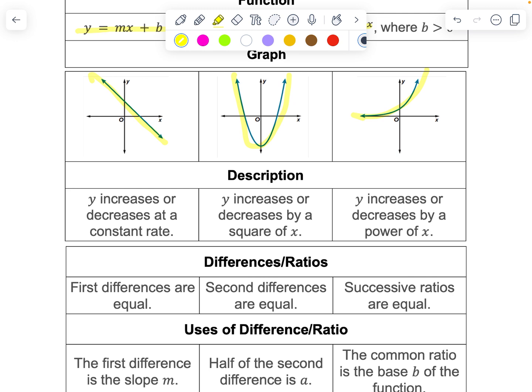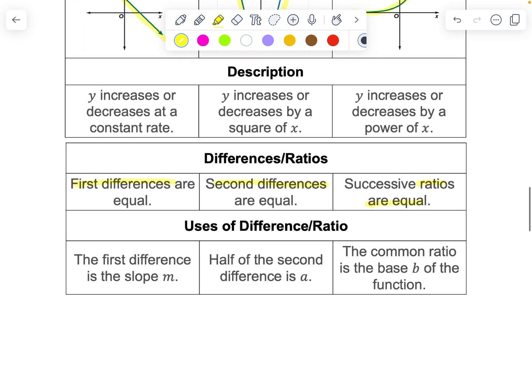We can tell some information. We know in a linear model, our first differences are going to be equal. Quadratic, as we're going to learn today, our second differences are equal. And exponential, our ratios are equal from before. We can use that. Our first difference in a linear equation is going to be our slope. Half of your second difference in a quadratic is going to be a in ax squared. And then my ratio is going to be b.